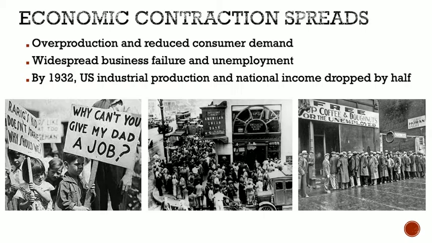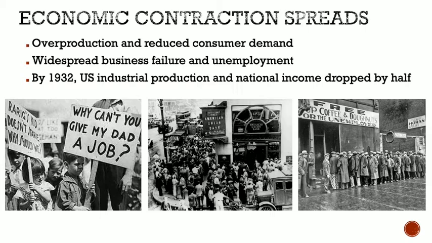So there's widespread business failure. And then it's just a ripple effect. If businesses close down, they fire their workers. If their workers don't have jobs, they don't have money to spend. And if they're not spending money, other businesses are being impacted, businesses that used to depend on consumers. So those businesses shut their doors and lay off people, and now there's even more unemployment. And by 1932, the United States' industrial production and national income had dropped by half.